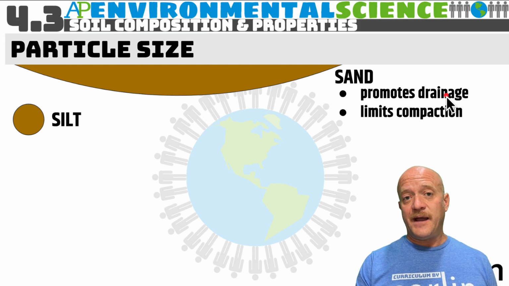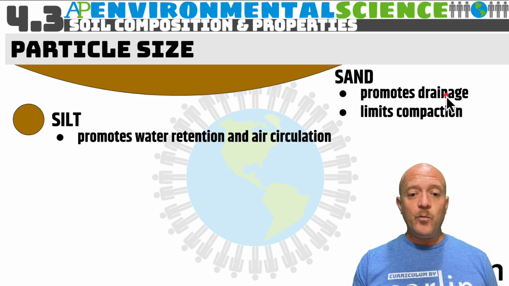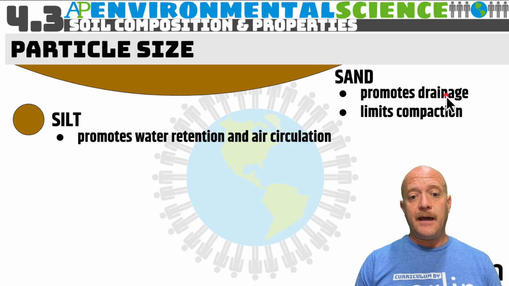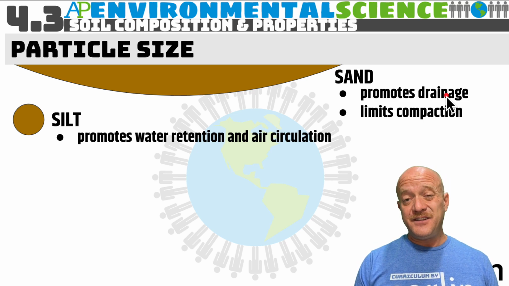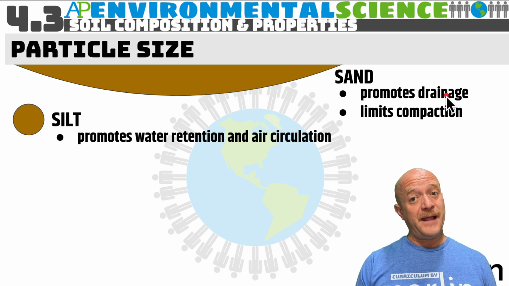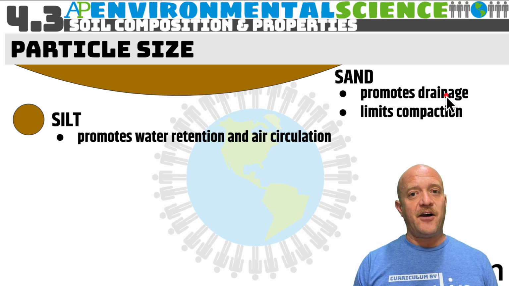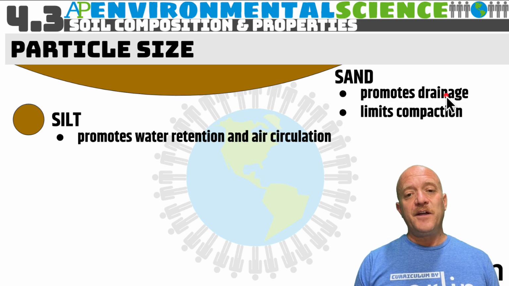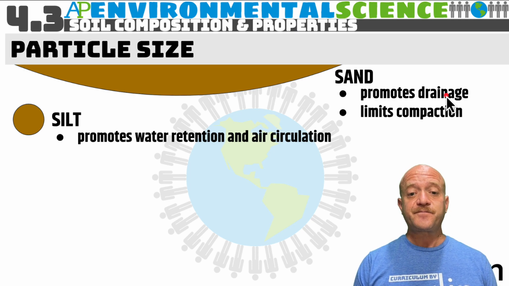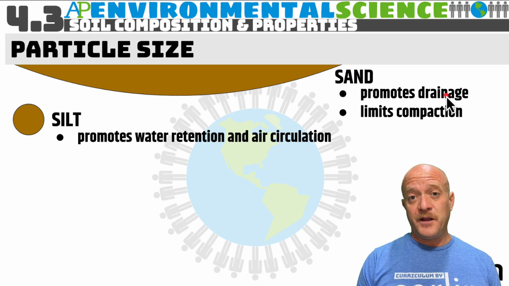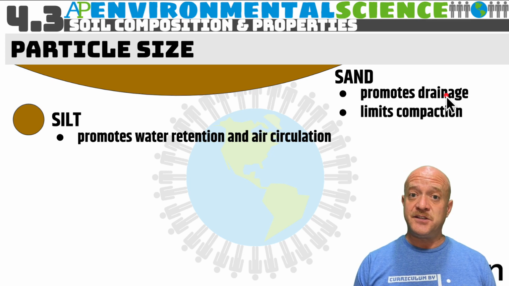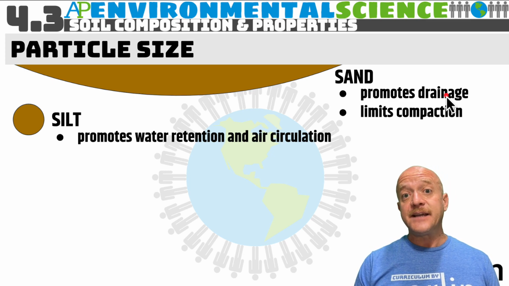We have silt, which is the medium size. Silt is just kind of all around average size. It will promote water retention and air circulation. We want water to be held to these particles because we want it to be available for plants. And also there are nutrients that are attached to the water, so we want these nutrients to also be available to the plants. But we also need air circulation. There's going to be gases exchanged in the soil between the roots and the environment, but also there's going to be microorganisms living in the soil that will need access to oxygen and to get rid of carbon dioxide.